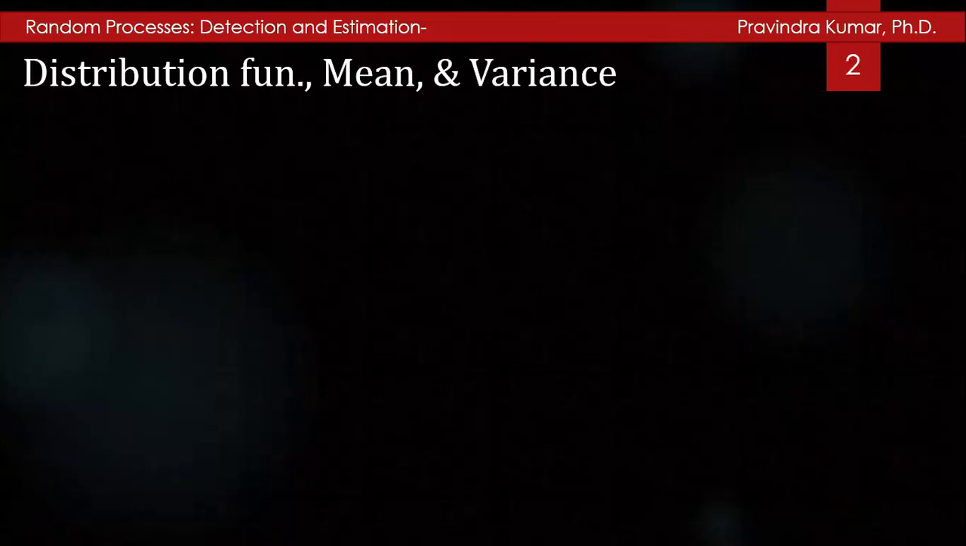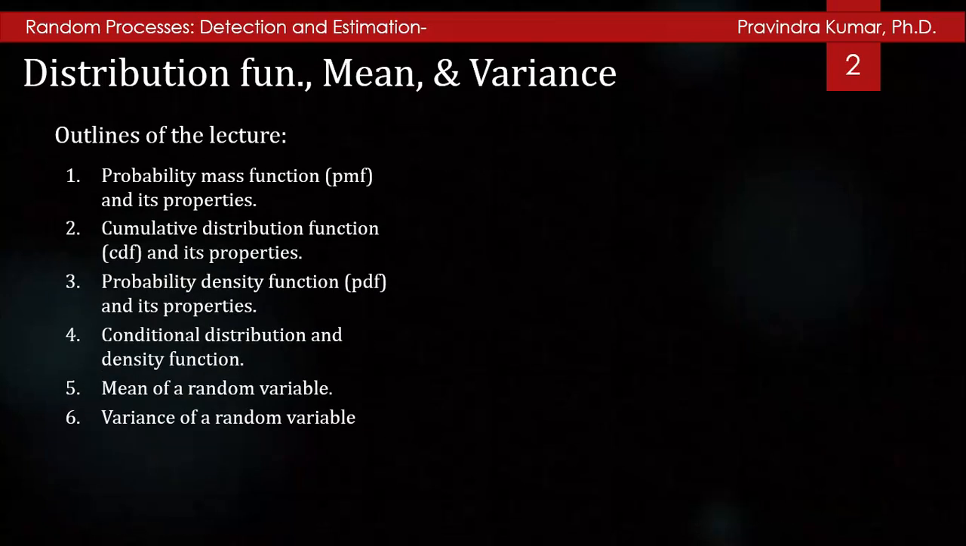The outline of this lecture is: we will discuss the probability mass function and its properties, the cumulative distribution function and its properties, the probability density function and its properties, and then conditional distribution and density functions. After this we will discuss the mean of a random variable and the variance of a random variable.